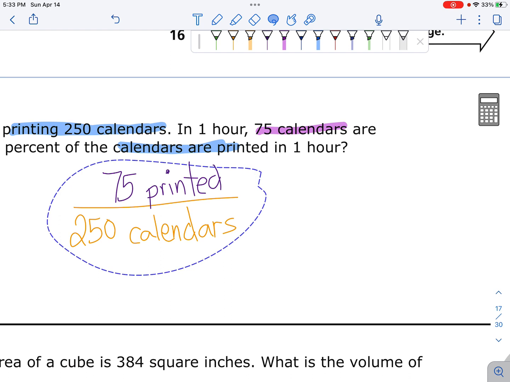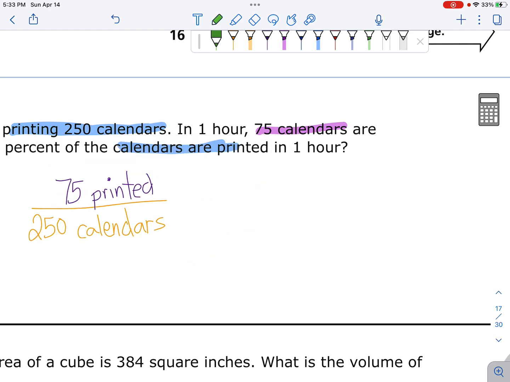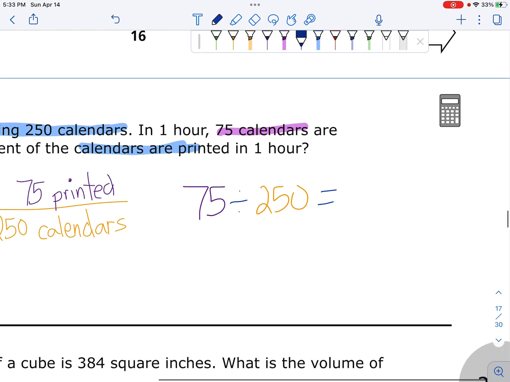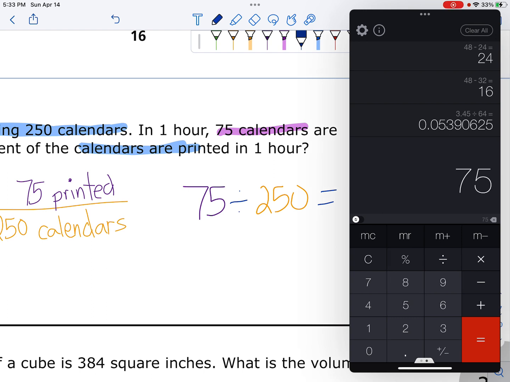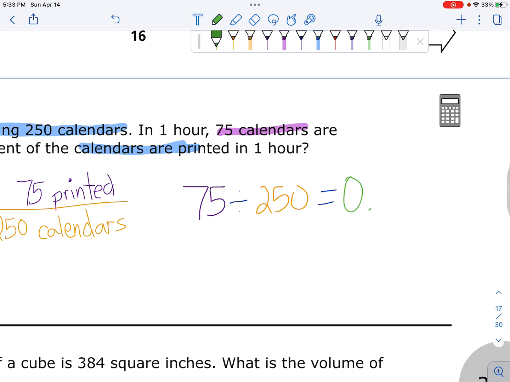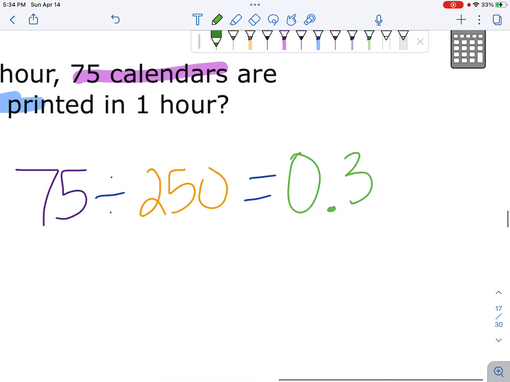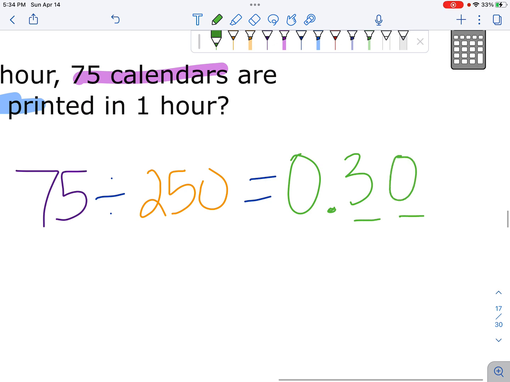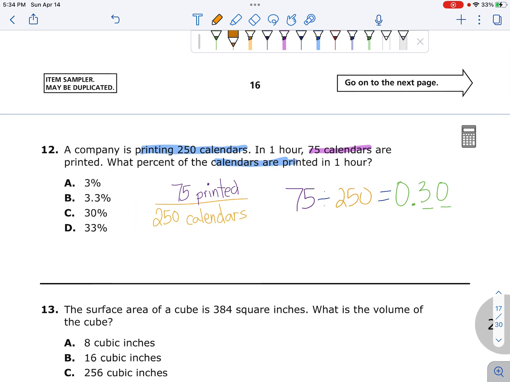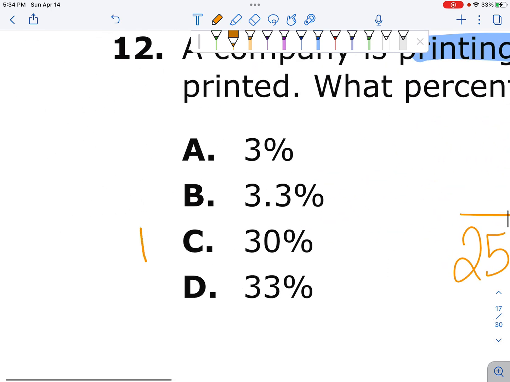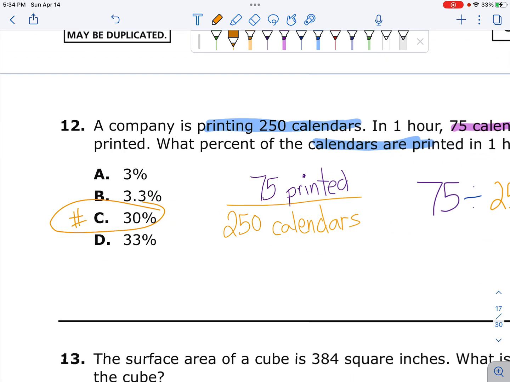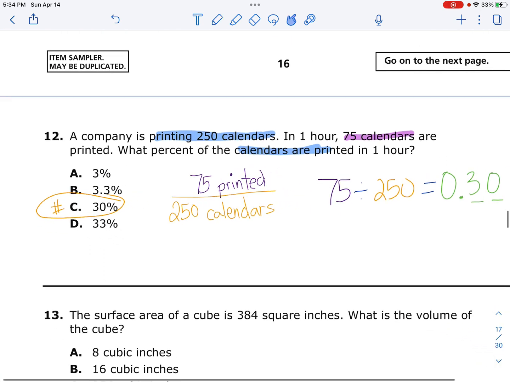When I do this, I like to do division and make it 75 divided by 250 equals. So we have 75 divided by 250, which gets me 0.3, but I have to remember that if I want a percent, I really need 2 digits. So this is now 30. This is 30%, C. Need a hashtag next to C. All right, we're cooking. Number 13.